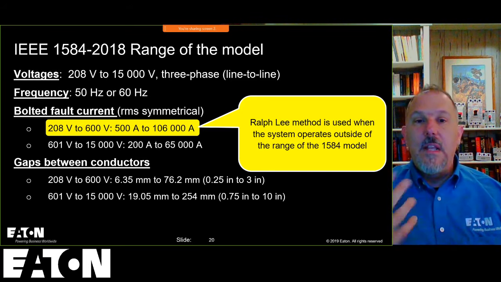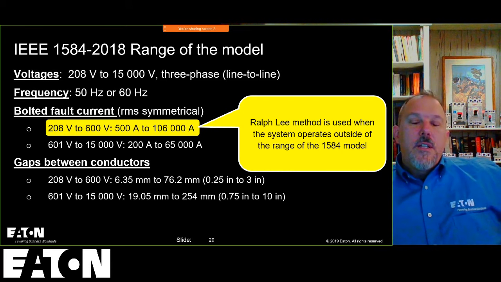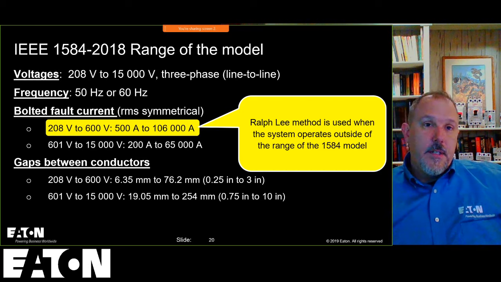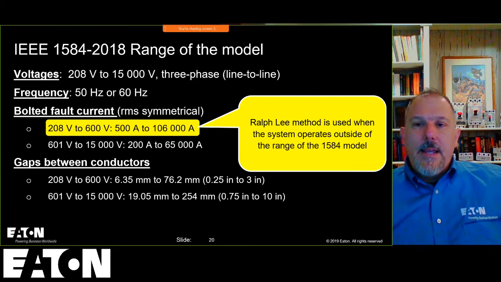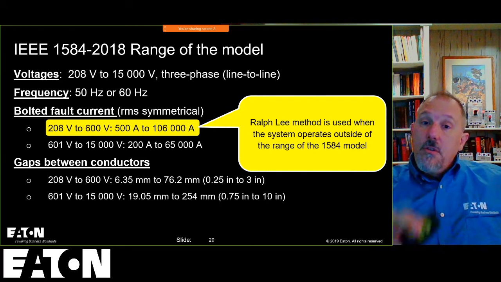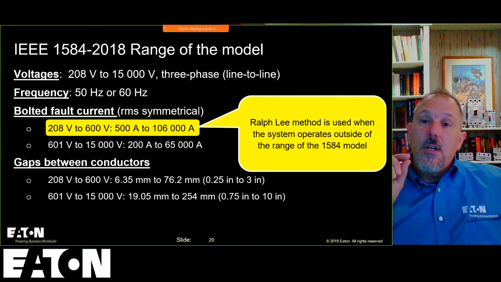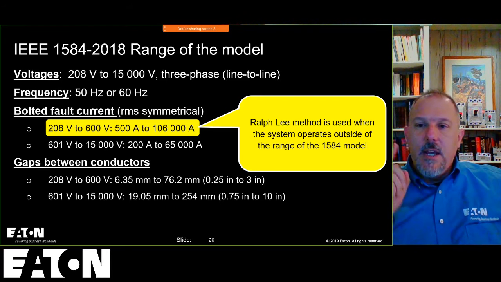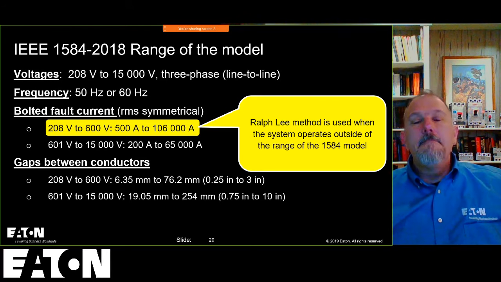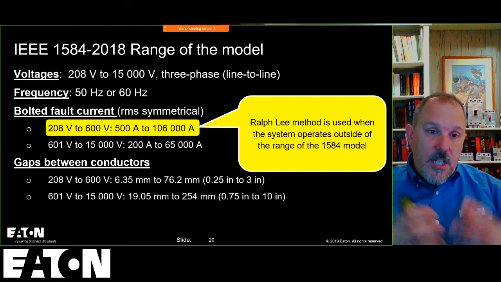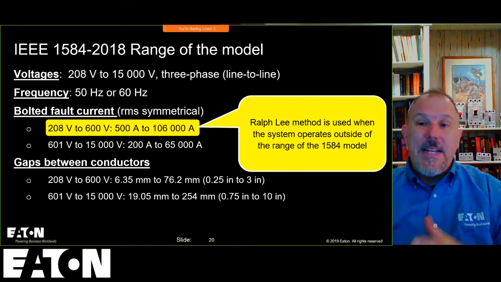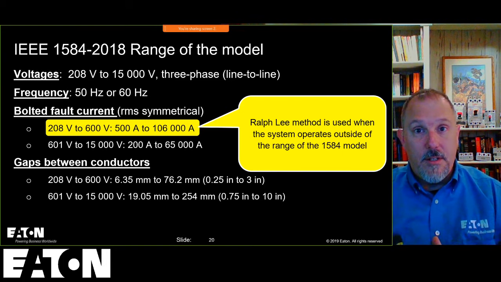What we do in those cases when we're outside of that 106,000 amp range is we use the Ralph Lee method. Ralph Lee was an engineer, or is an engineer, I'm not sure. Back in 1982, he wrote an IEEE paper, which precedes the 2002 version of 1584, the title of which I think was The Other Electrical Hazard or something like that. And what he did was he showed how to calculate incident energy based on three-phase bolted fault, but he didn't calculate arcing current.